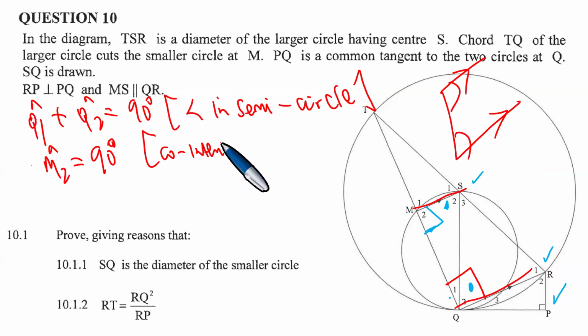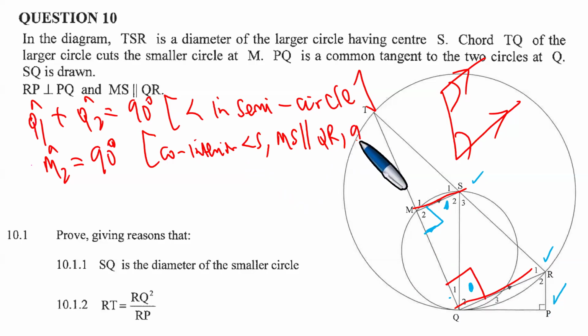Co-interior angles from grade 10. These are co-interior angles. Why? Because MS is parallel to QR. This is given. Let us continue with our geometrical analysis.